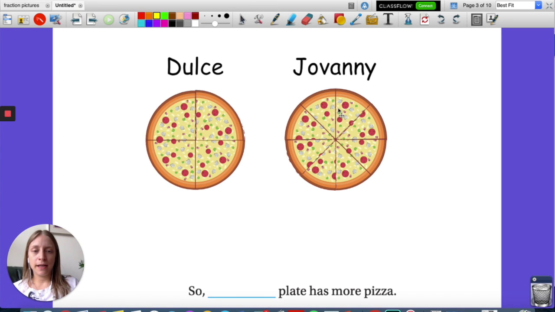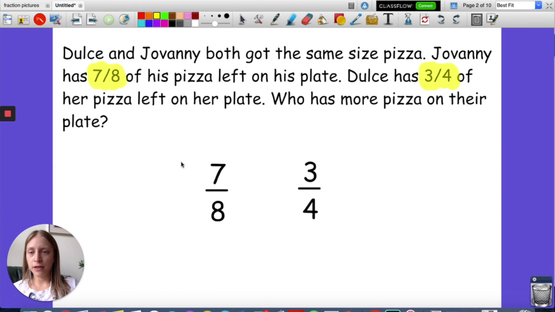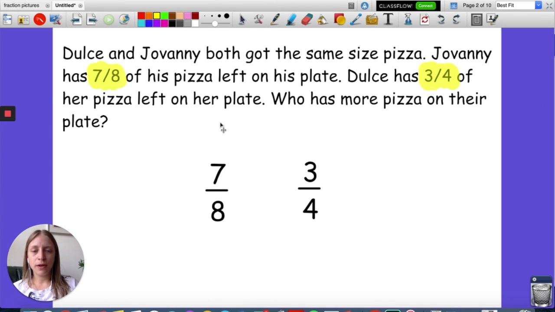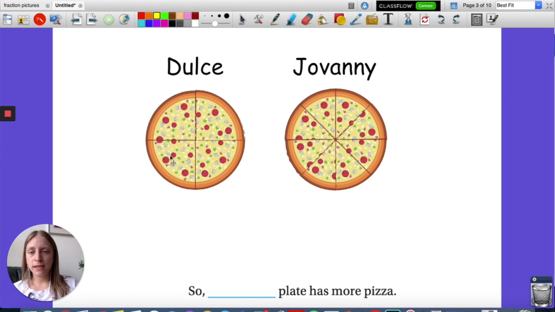Giovanni cut his pizza into 8 equal pieces. 1, 2, 3, 4, 5, 6, 7, 8. I know this because the denominator of the fraction left on his plate is 8, and that tells me that he cut his pizza into 8 equal pieces. But I want to show 3/4 and 7/8. So let's see. I want to show that Dulce has 3/4 left on her plate.